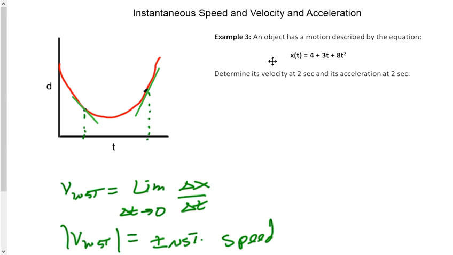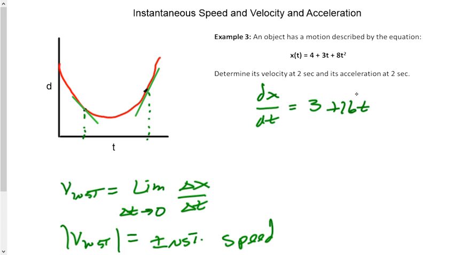So if an object has a motion described by the equation x(t) equals 4 plus 3t plus 8t squared, determine its velocity at 2 seconds and its acceleration at 2 seconds. What we do then is take the first derivative of our curve. So we'll have dx/dt, and just using the power rule, that'll end up being 3 plus 16t.